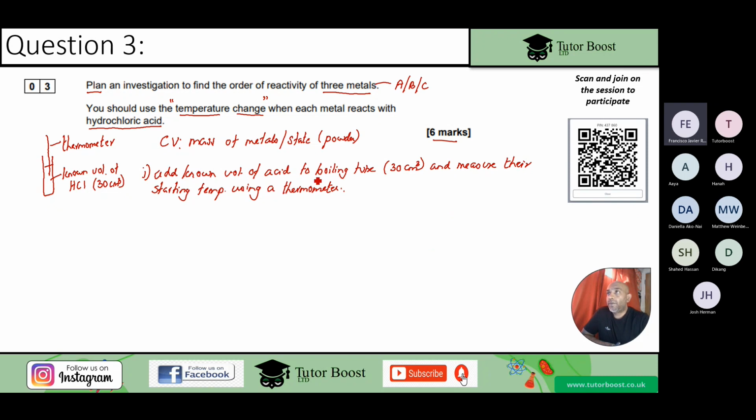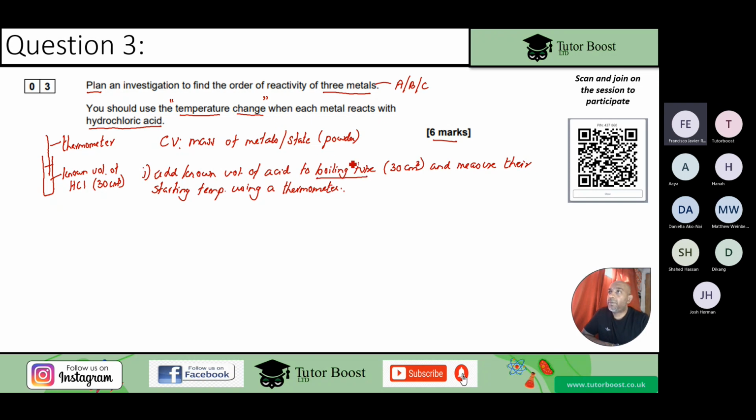So you're referring to the volume of acid, and you have given the volume of acid that you're going to add. You are stating that you're going to measure the starting temperature, which is important if you want to find the temperature change. And you're also giving the equipment that you're going to use. Now, I've said boiling tube.